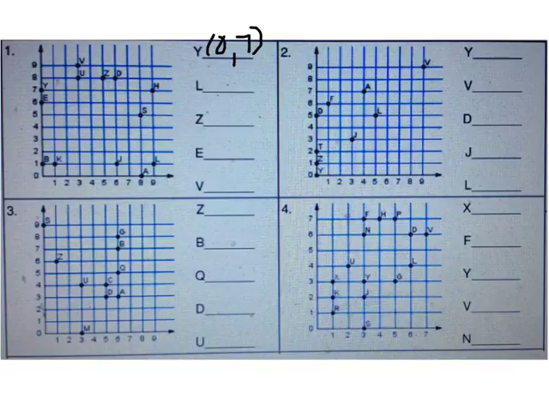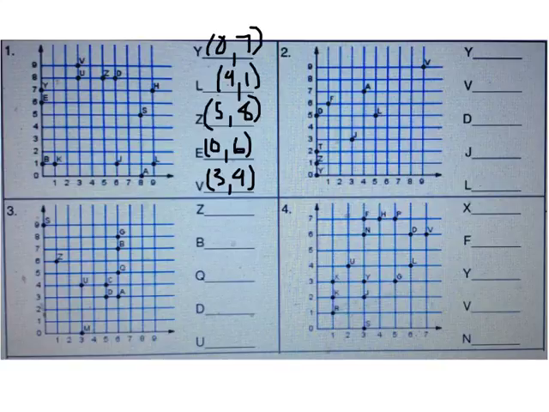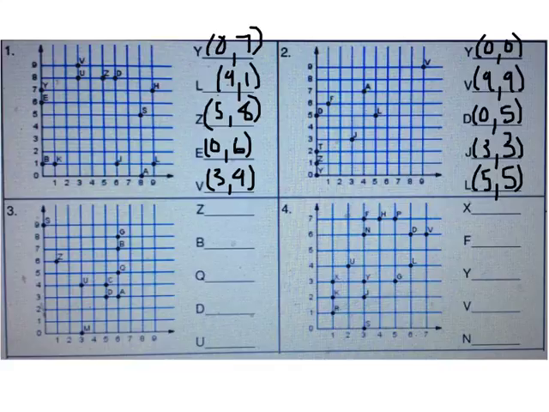Now find the rest of the ordered pairs for number 1. Check your work with mine. Remember, we go over first, that's the x-coordinate, then up, that's the y-coordinate. What's the ordered pair for each point in number 2? Check your work with mine.